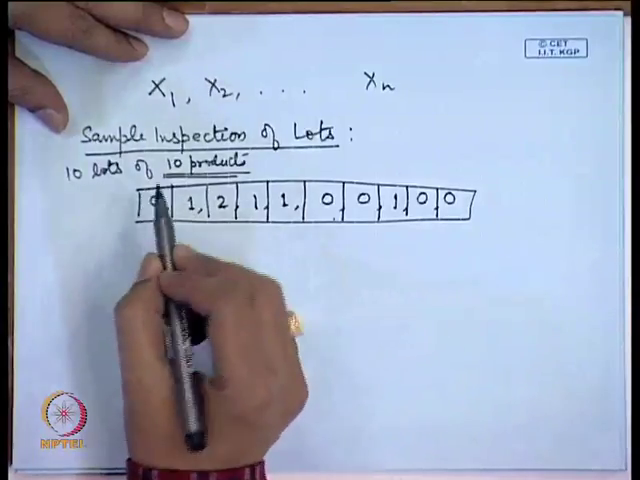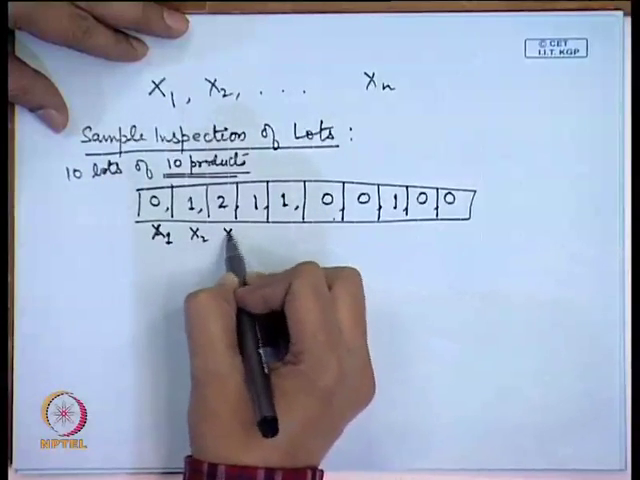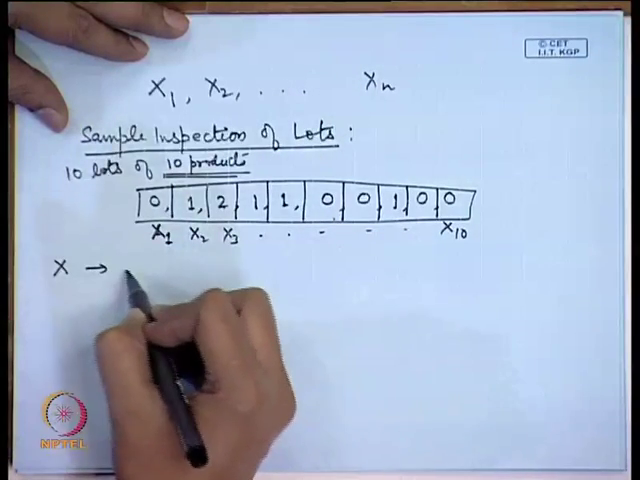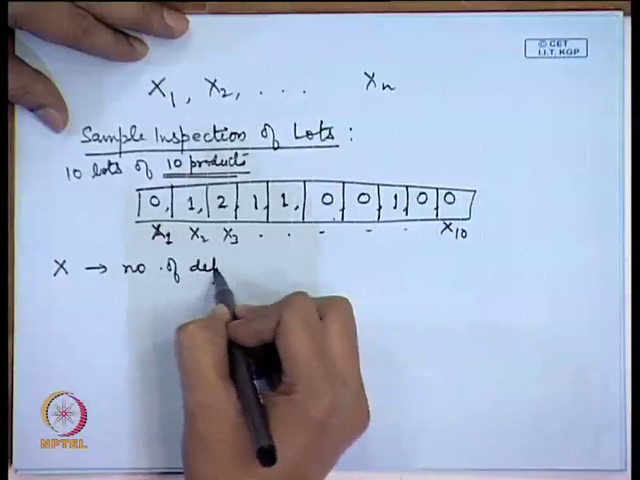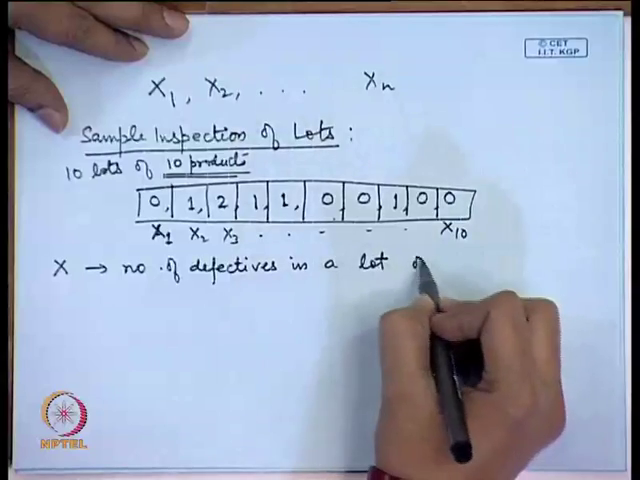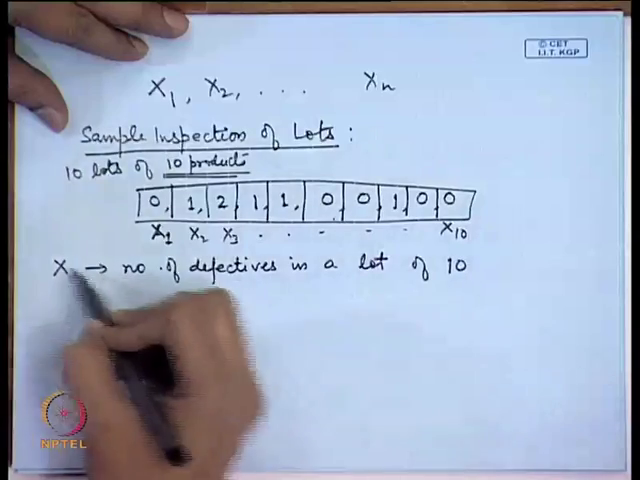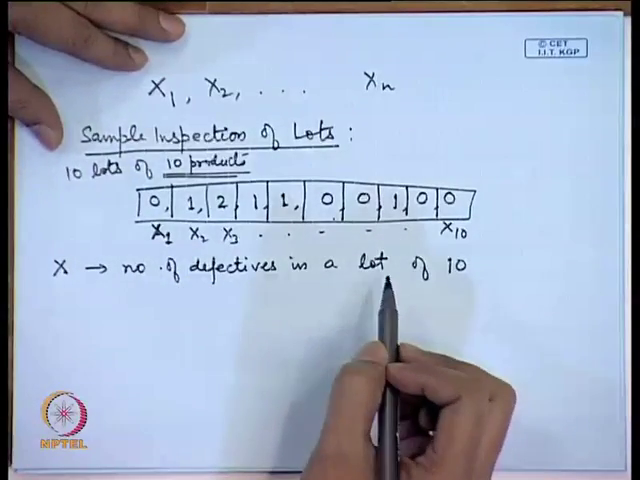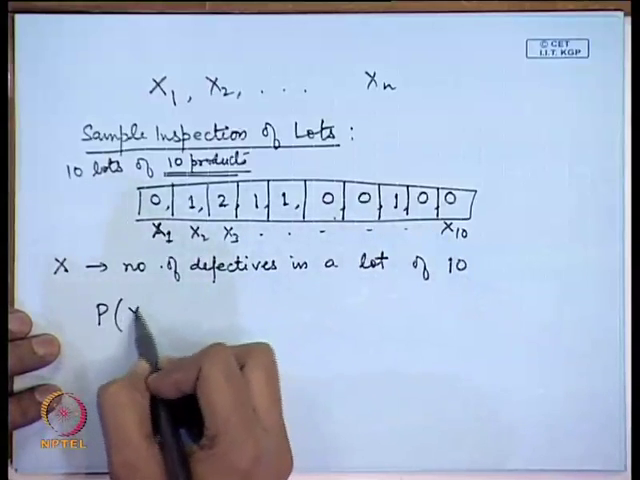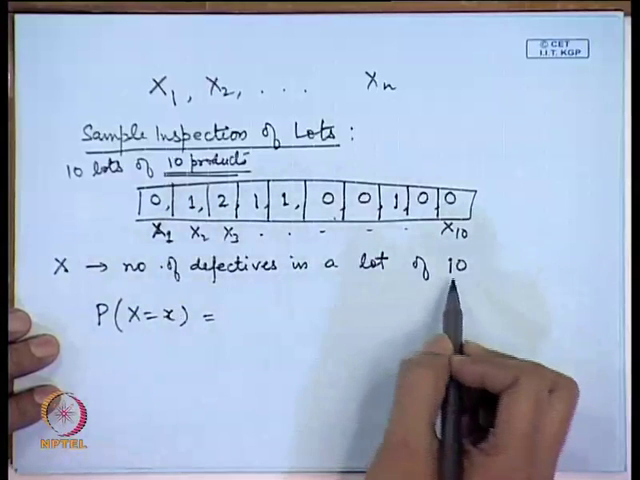For statisticians these values will represent the values of x1, x2, x3 up to x10. So the random variable X denotes here the number of defectives in a lot of 10. So in a lot of 10 there are X number of defectives. In fact, in this particular case one can find out the corresponding probability distribution. For example, if I say that there are X number of defectives in a lot of 10.